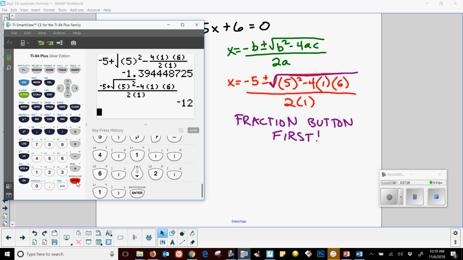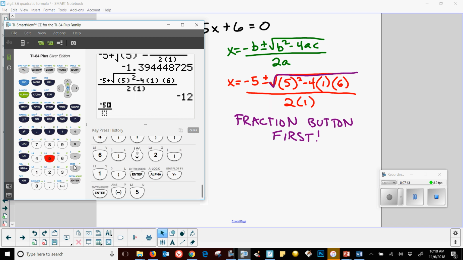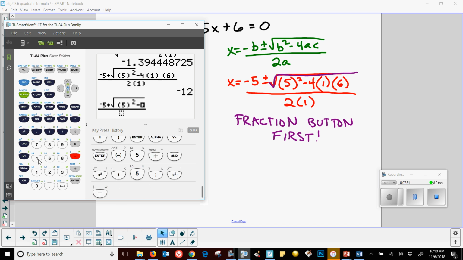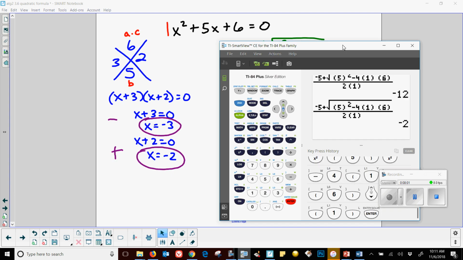Now, this also gives me a wrong answer, because this square root has to go over everything. If you don't, then it square roots this, and then it does this, and then it gets crazy. Please be careful that when you do this, negative 5 plus or minus square root 5 squared minus 4 times 1 times 6 all over 2 times 1. That's one of my answers, the negative 2.